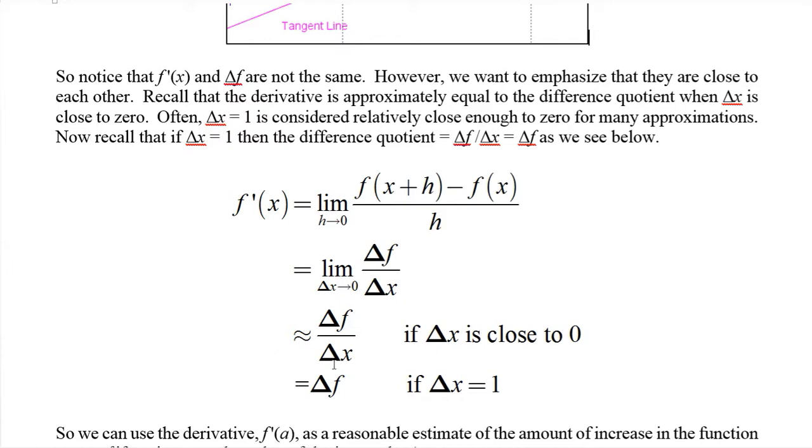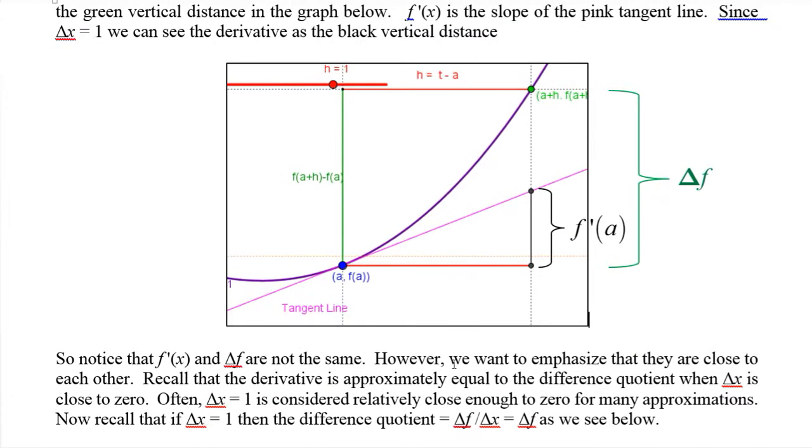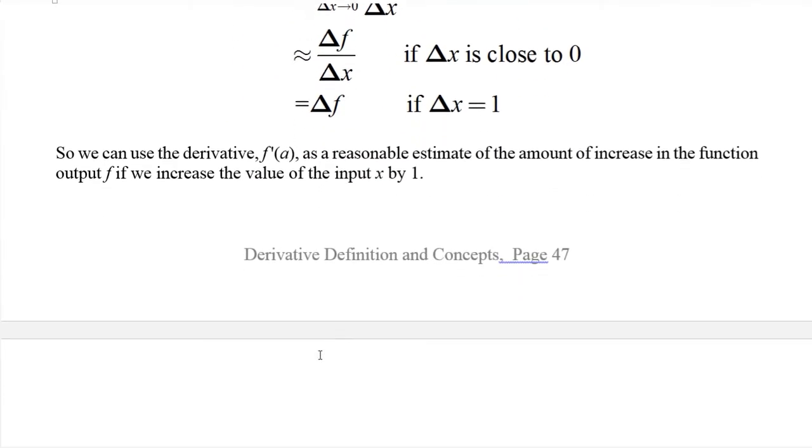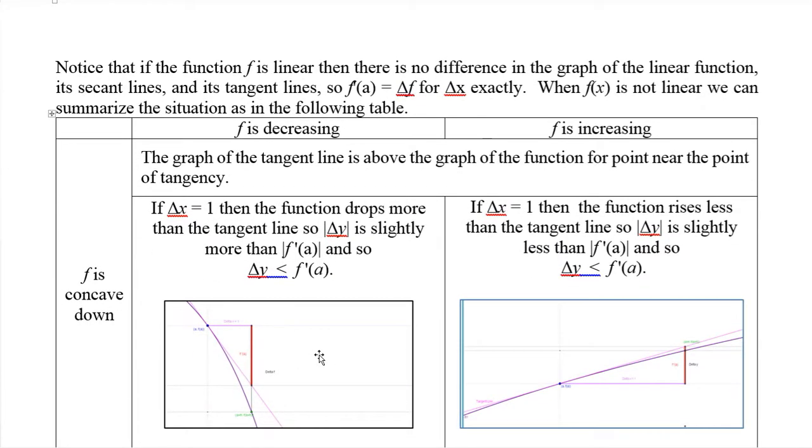And of course, delta f over delta x is delta f if delta x is 1. So what we're saying is the derivative is approximately the same as the change in the function. So we're saying that this black distance here from these 2 points, which is the amount that the tangent line goes up, is approximately the same as the amount that the function goes up, which is this distance here. Not the same thing as you can see in the picture, but they're close. Okay, and this is the part down here that I did not have in the last video. So let's look at this a little bit further.